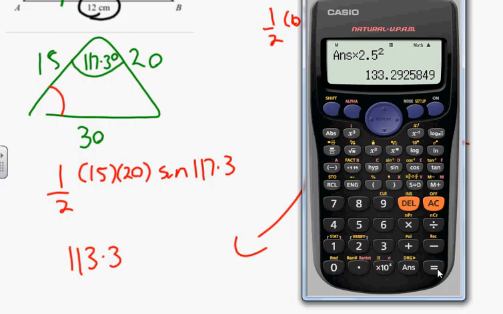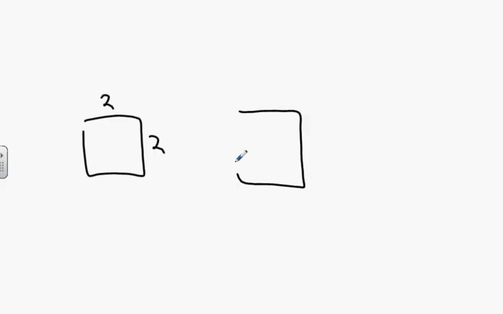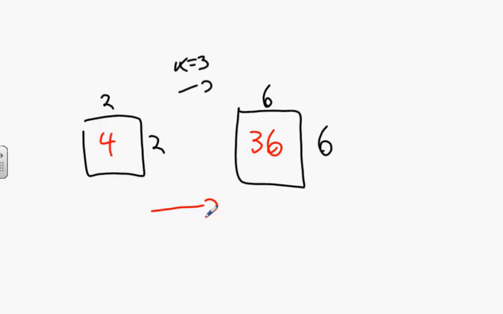There's your 133.3 there. For those of you that don't understand it, simplify the problem. What you could do is say, if I have a square of length 2 and 2, what's the area of that square? 4. If I multiply it by a scale factor of 3, it turns into 6 and 6. Would you agree with that? The first one is 4. The second one has an area of 36, which is 9 times bigger than 4. So that would mean k squared gives you 9 times bigger.